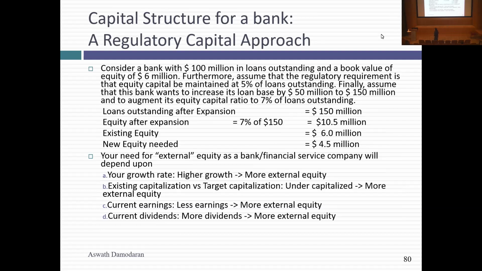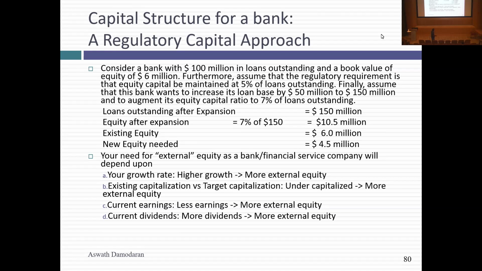Let's say you have a bank. It's got 100 million in loans outstanding. So it's a traditional bank. It takes deposits, lends it out, makes money on the spread. It's got 100 million in loans and a book equity of 6 million. Let's for the moment assume that book equity and regulatory capital are the same. They're not always the same, but let's say they're the same. Right now, its regulatory capital ratio is 6%.